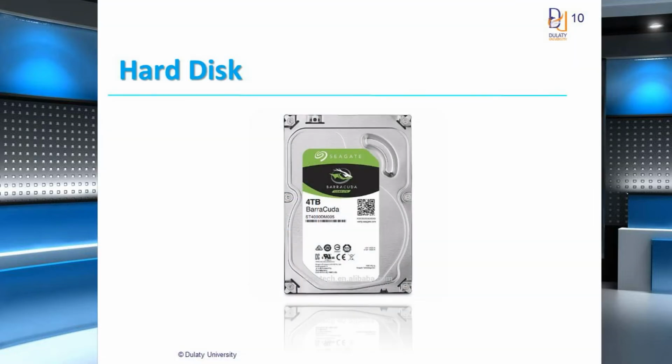Hard disk. While the RAM is used as working memory, the computer also needs a place to store data for longer term. Most of today's personal computers use a hard disk for long-term data storage. A hard disk is where data is stored when the computer is turned off and where it is retrieved from when the computer is turned on.